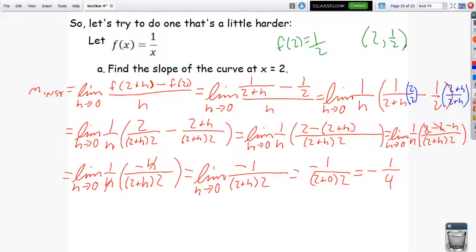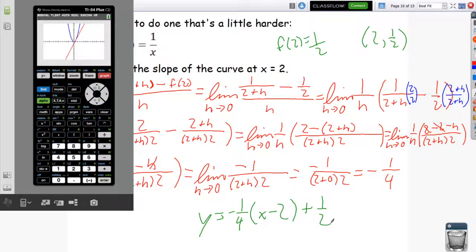So the equation of the tangent line, because I've got my tangent slope right here, is going to be y equals negative 1 quarter times the quantity of x minus 2 plus 1/2. And why do I do that? I do that so that I can pull up my graphing calculator. There he is, or she. And now I can type into my graphing calculator, if I can find my cursor. There we go.